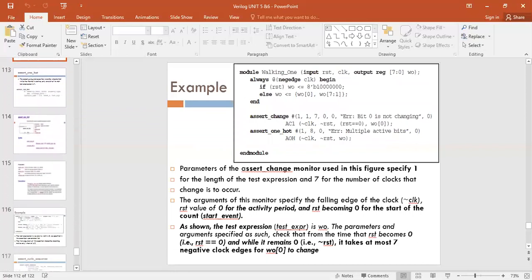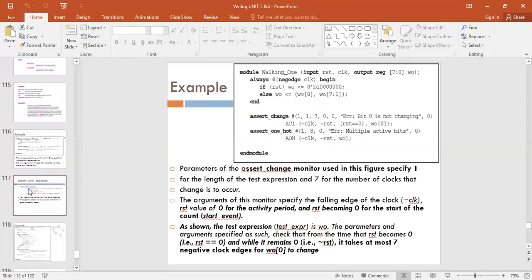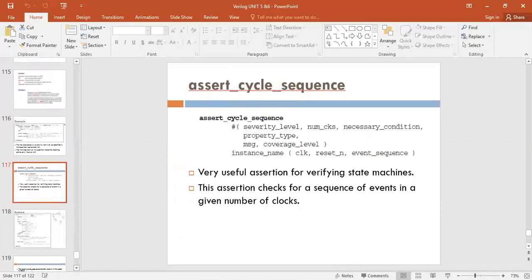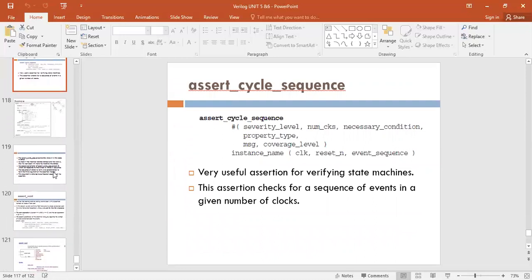Okay, right. Next we have the assert underscore cycle sequence, and next one is assert underscore next. For these two we have one example also that we will learn here. First we will learn assert underscore cycle underscore sequence. Here severity level, property type, message, coverage underscore all, these four are the same as assert underscore always, but here we are checking the number of clock cycles. Especially this is used for the state machine. How many clock cycles it is taking is very important.